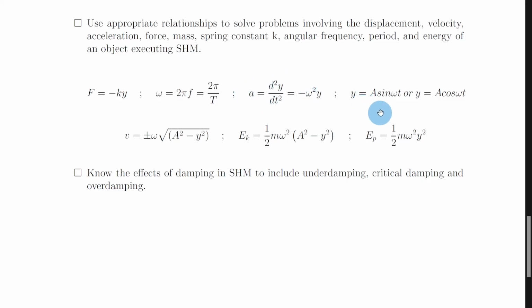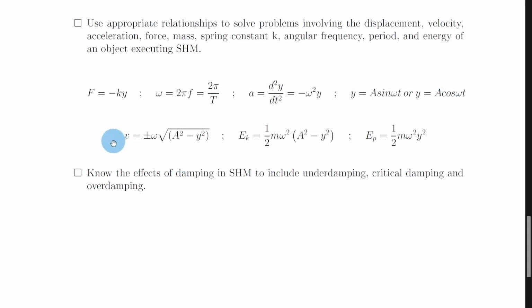We then have expressions for the displacement, y equals A sine omega t or y equals A cos omega t. And remember, it depends on the initial conditions as to which one of these you use. So if the object starts at y equals 0 at time t equals 0, you use the one with sine. And if the object starts at y equals A, i.e. the maximum amplitude away from the rest position at time t equals 0, then you use cos.